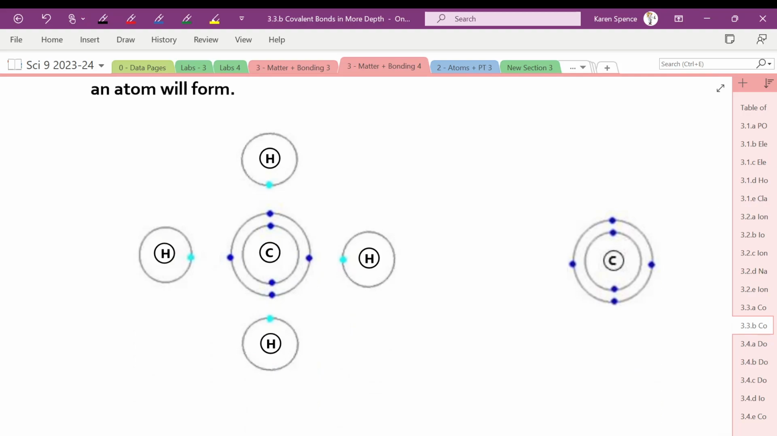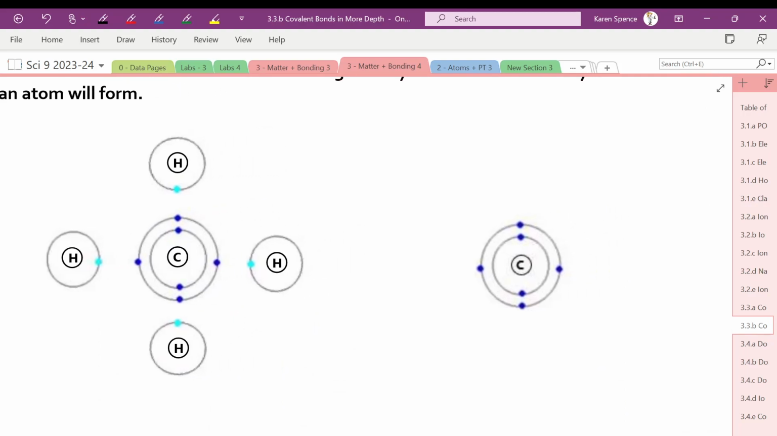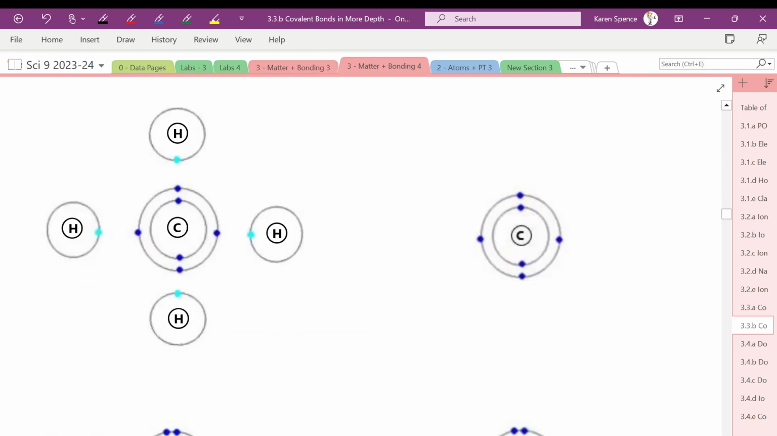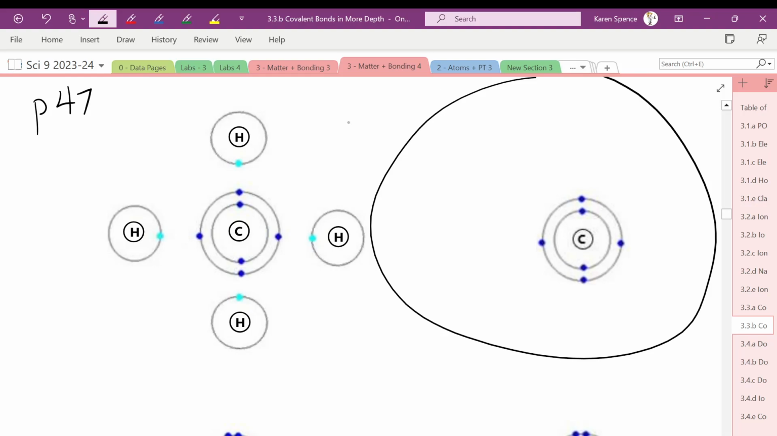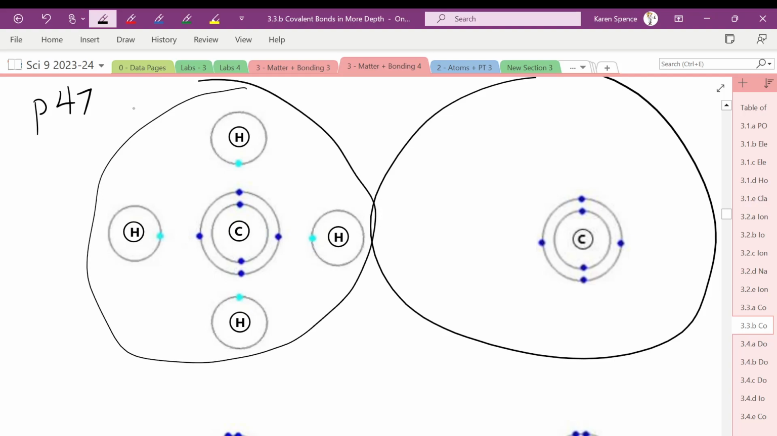Do you think that seeing this structure here, we are now on page 47, you could draw the molecule that forms from carbon and 4 hydrogens? Do you think you could finish that up over here? Do you think you could take these 5 atoms and turn it into a molecule? Do you want to try? Yeah. Give it a try.